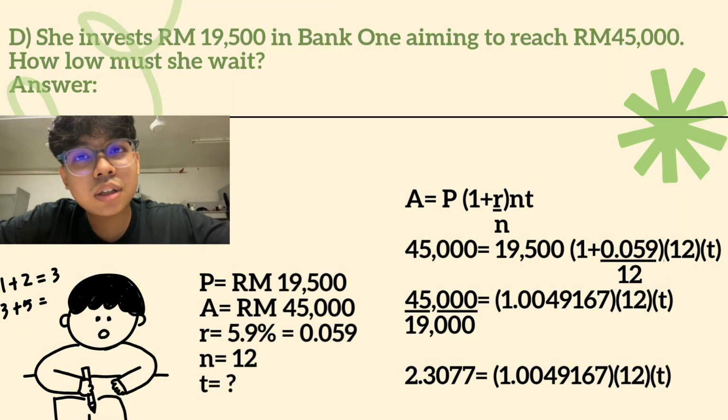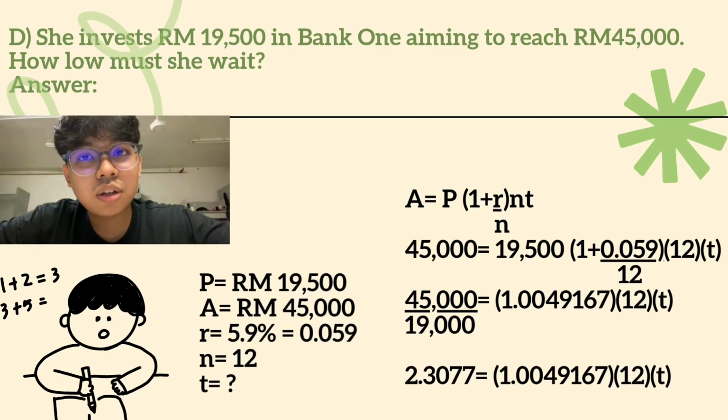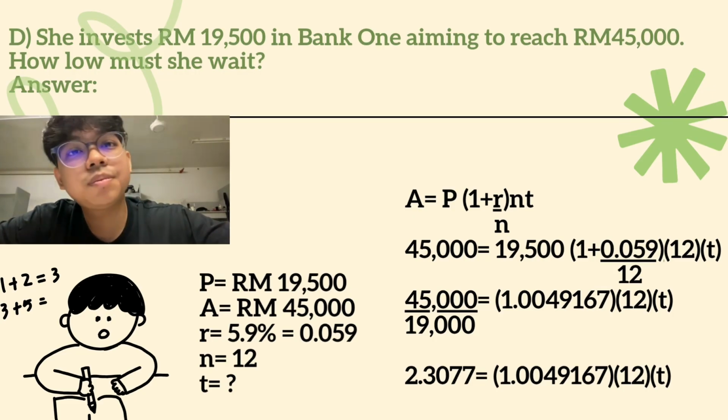55,000 over 19,500 equals 1.0049167 to the power of 12T. So 2.8205 equals 1.0049167 to the power of 12T.